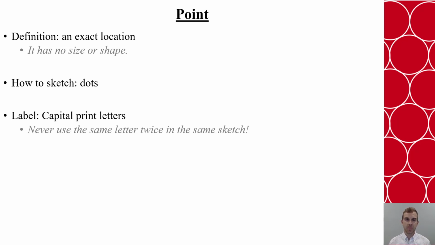it is in space. Now, we don't want to use the same letter twice in the same sketch because it is helping represent a location. So if we have A and B, and we put a third point in this space here, we would not want to label it A, we'd want to label it something else like C.